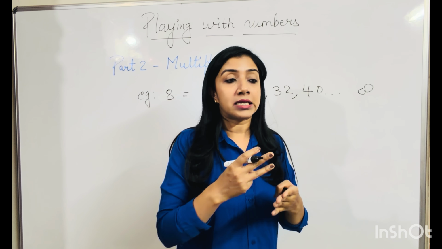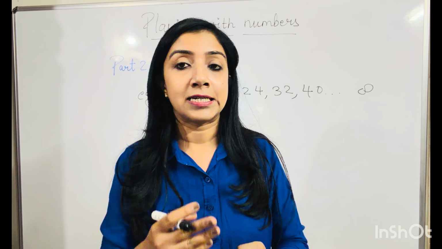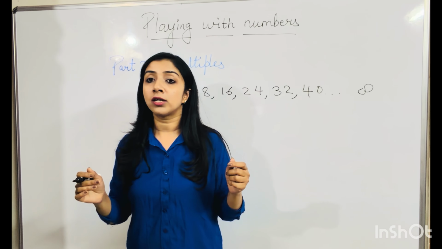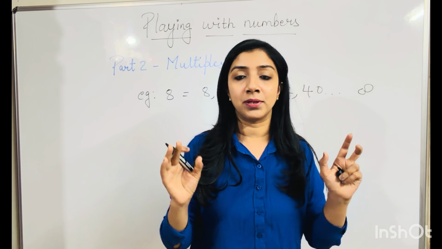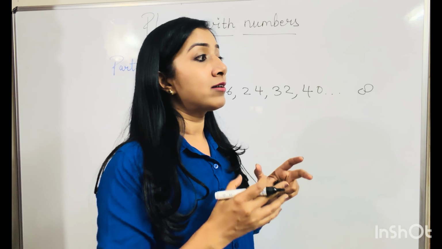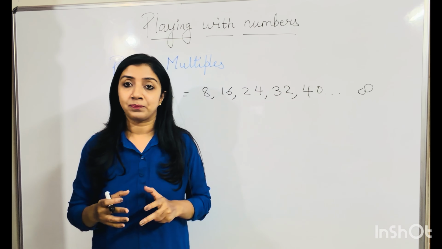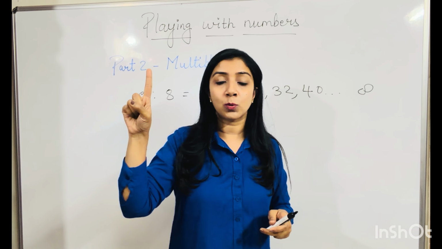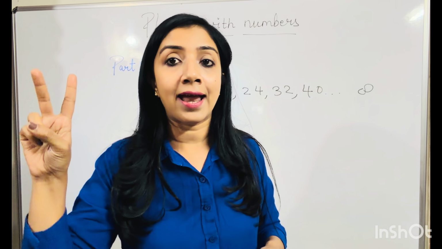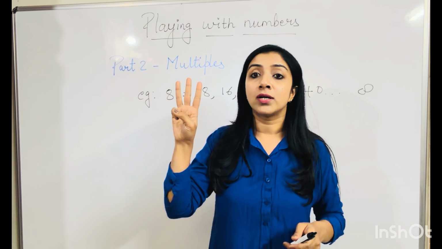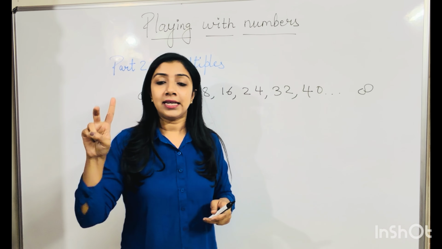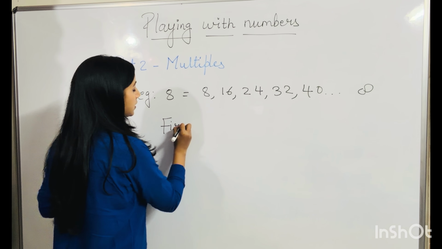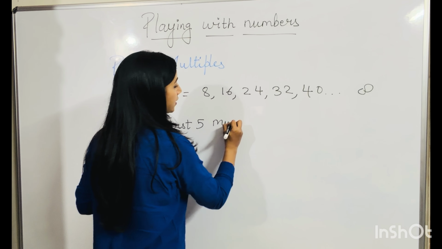What are the first three multiples of 6, if I ask? 6, 12, and 18. In short, we can say multiples are tables. Simple. If somebody asks you what are the first three multiples of 9? So 9, 18, and 27. Why? Because 9 times 1 is 9, 9 twos are 18, and 9 threes are 27. So the first three multiples of 9 are 9, 18, and 27. If I ask for the first 5 multiples of 16.